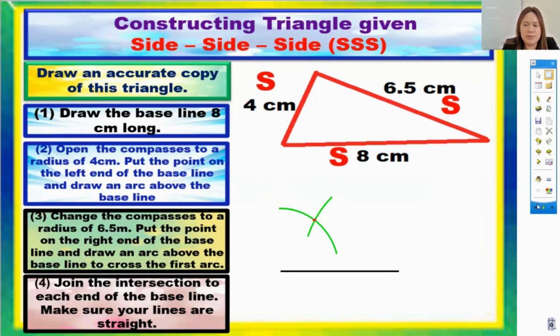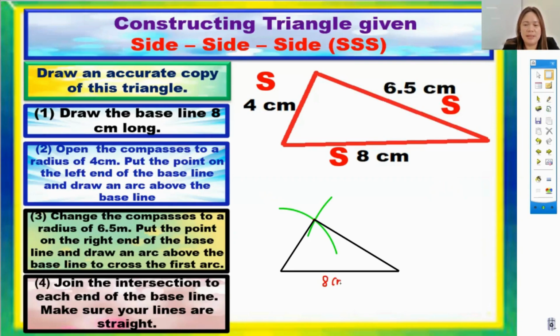The next step is to join the intersection to each end point of your baseline. So this is one end connected to the intersection here. There's another end here connected to the intersection here. Then you now have the accurate copy of the triangle. All we need to do is to label the sides. Of course, this is 8 centimeters long.